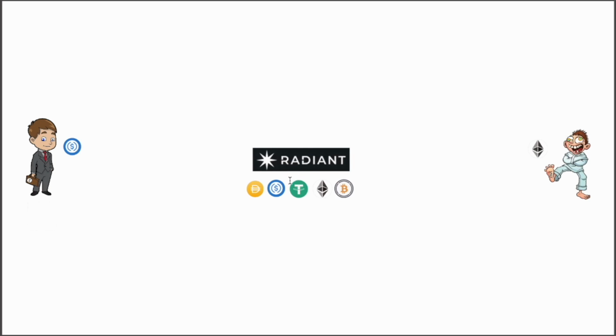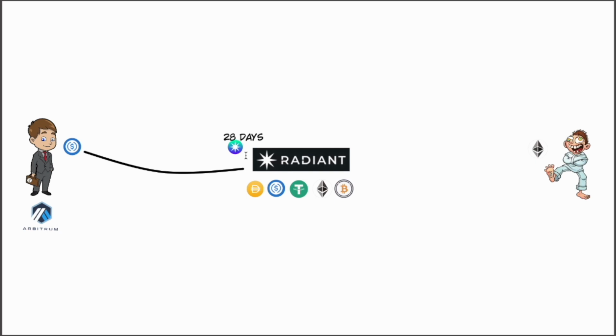RDNT Finance is very particular about their current assets, so they only support the following assets as of now. They might change this in the future, but as you can see, we have 3 stablecoins: DAI, USDC, Tether, then Ethereum, and then Bitcoin. Dollar Bill has USDC. He wants to lend to get some passive income, and Boosted Bill has some Ethereum he wants to degen with.